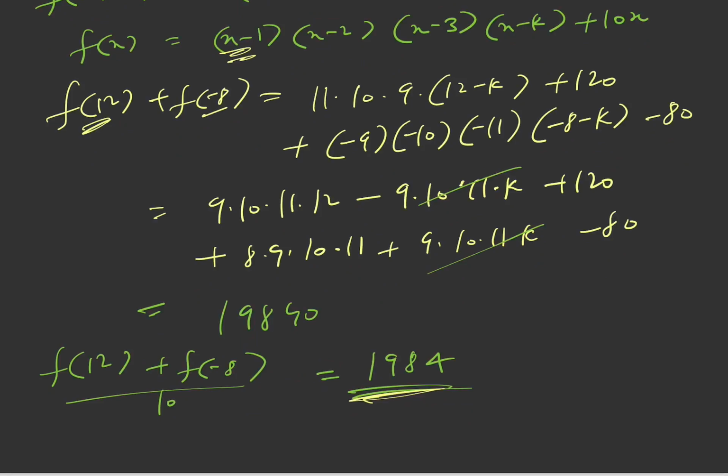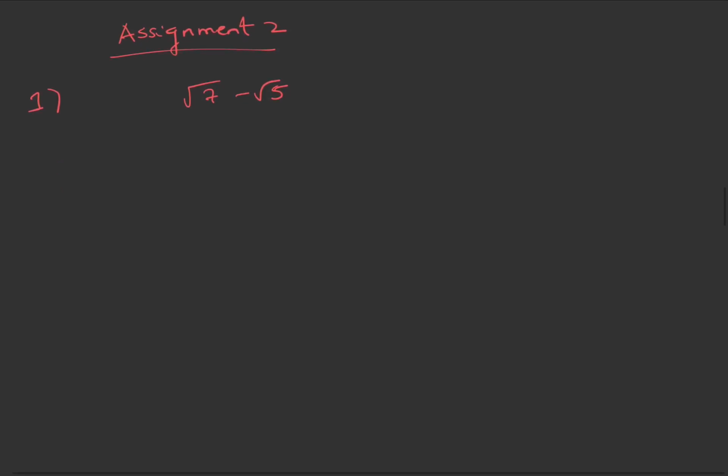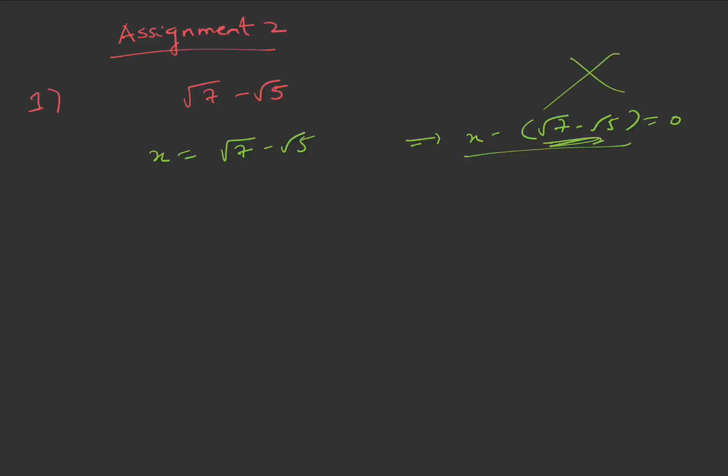So let us move to assignment 2. The first question in this assignment was, find a fourth degree equation with rational coefficients, one of whose roots is root 7 minus root 5. Let us take x equals root 7 minus root 5. Now you can say that x minus root 7 minus root 5 equals 0 is a polynomial whose root is root 7 minus root 5, but the coefficients should be rational, and these are not rational. So you can't just do it like this.